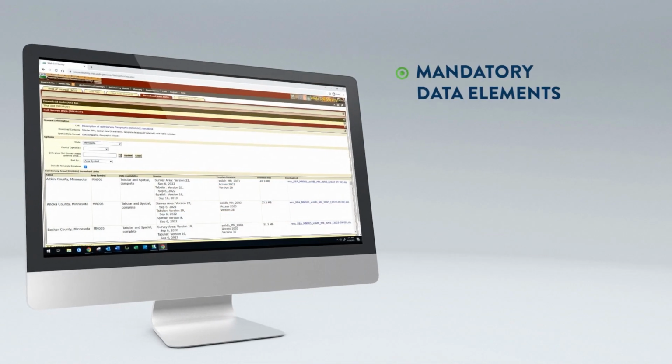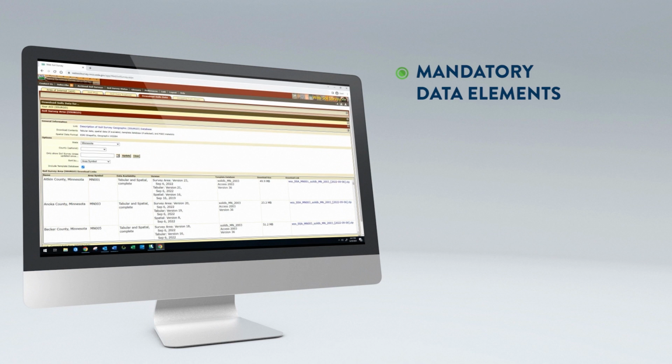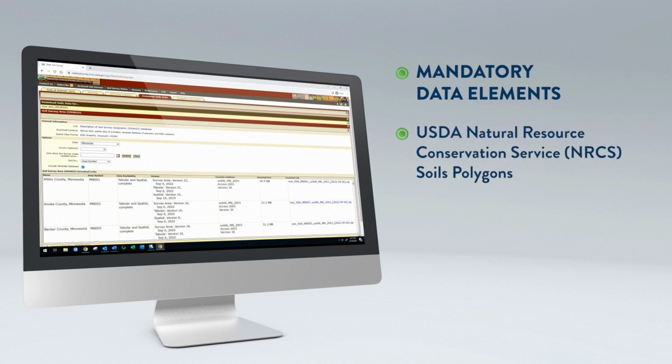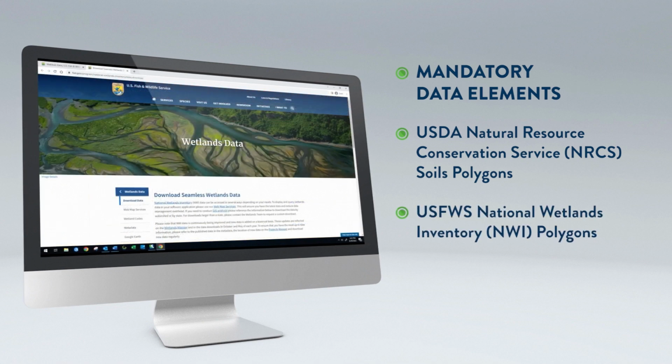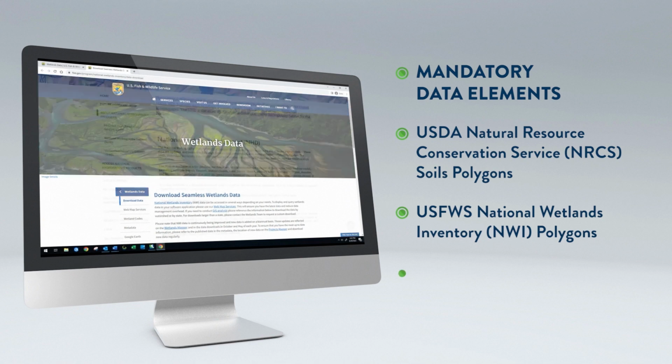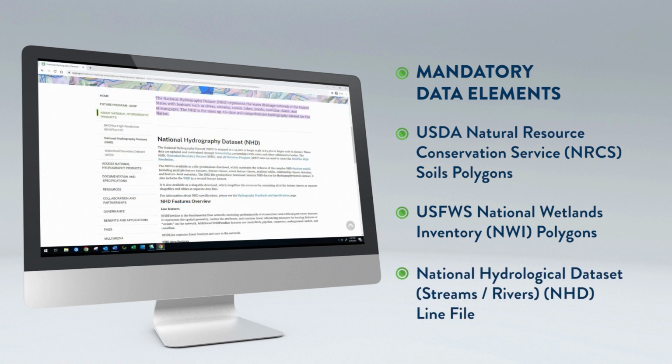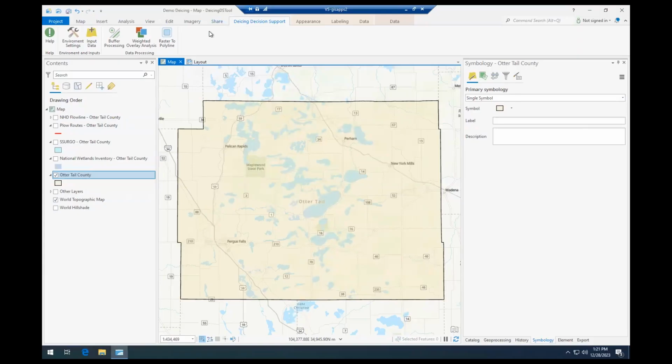Several data sets are required. These are the USDA Natural Resource Conservation Service (NRCS) soils polygons, the U.S. Fish and Wildlife Service National Wetlands Inventory (NWI) polygons, and the National Hydrological Dataset Streams and Rivers (NHD) line file. The GIS tool provides you with help obtaining these mandatory datasets.